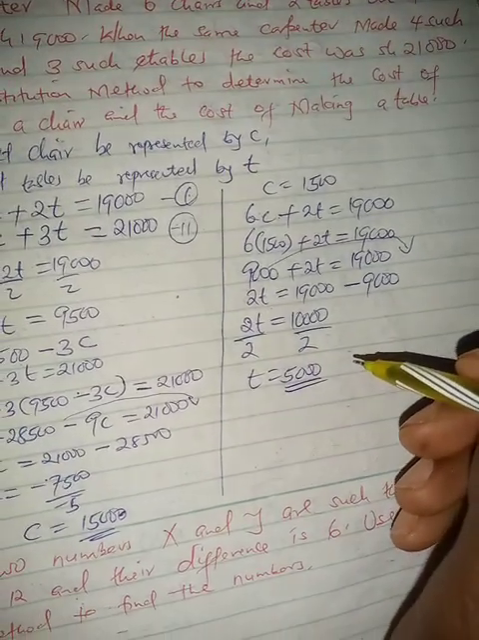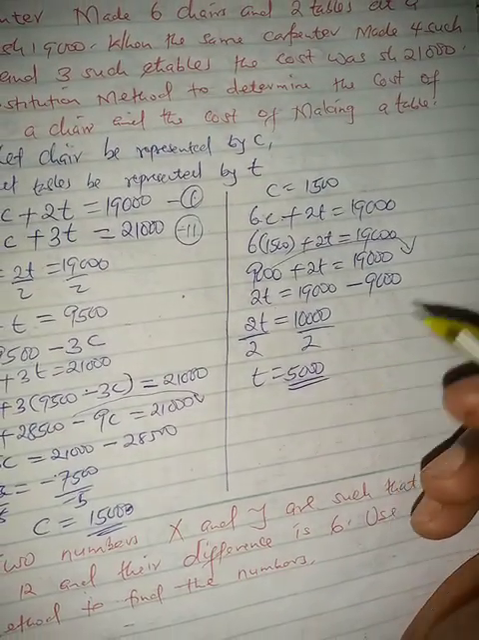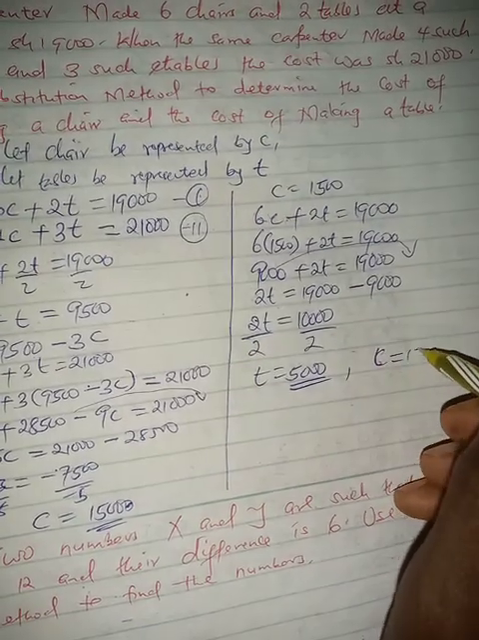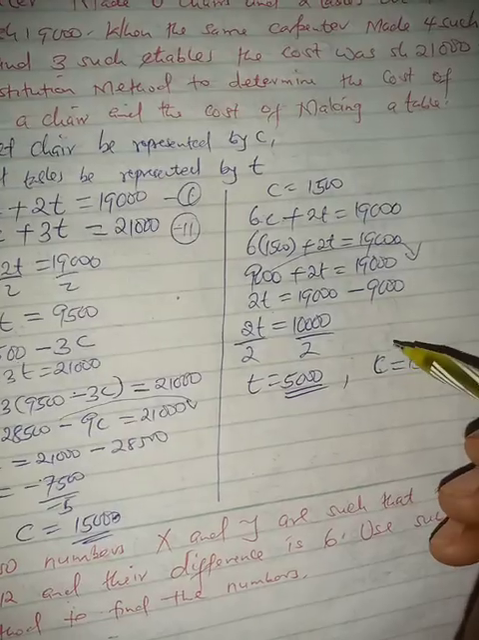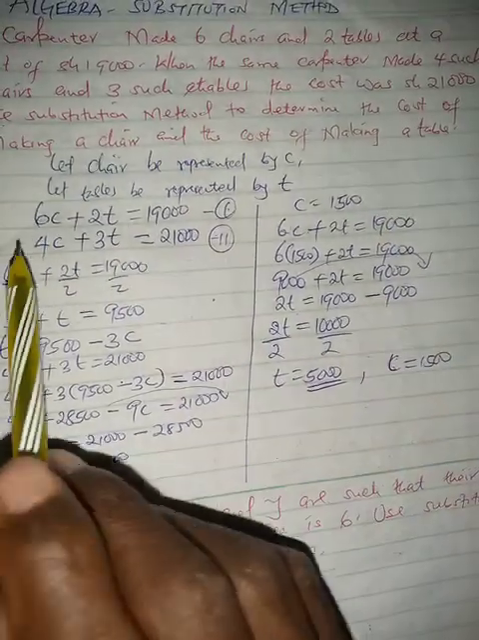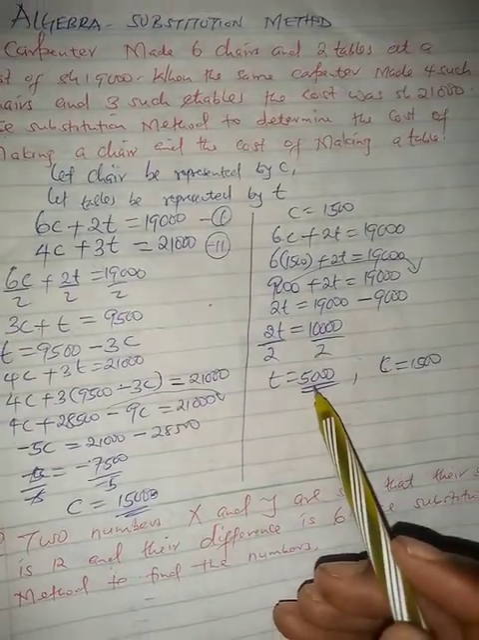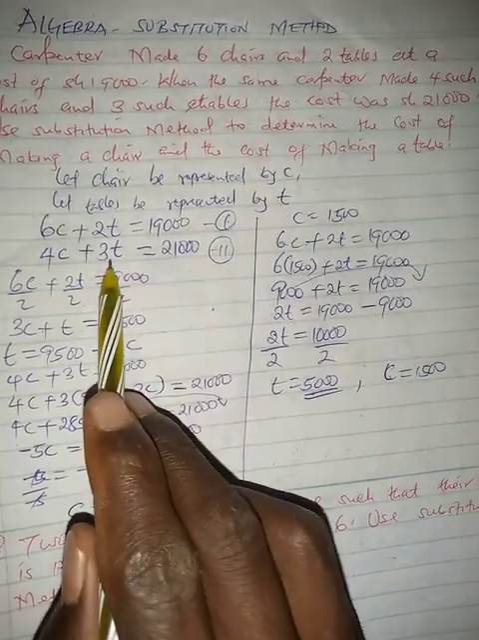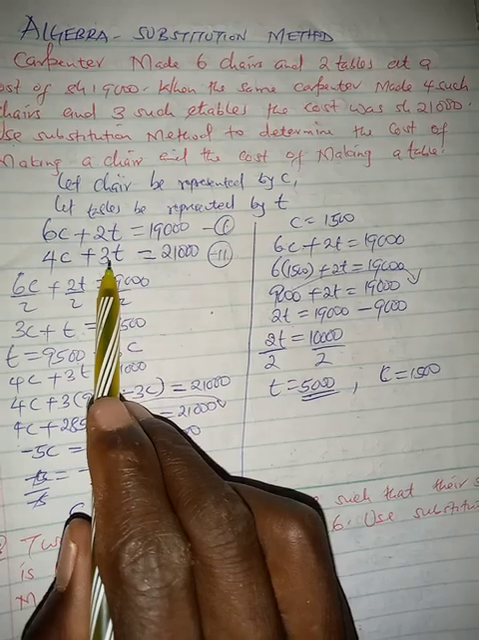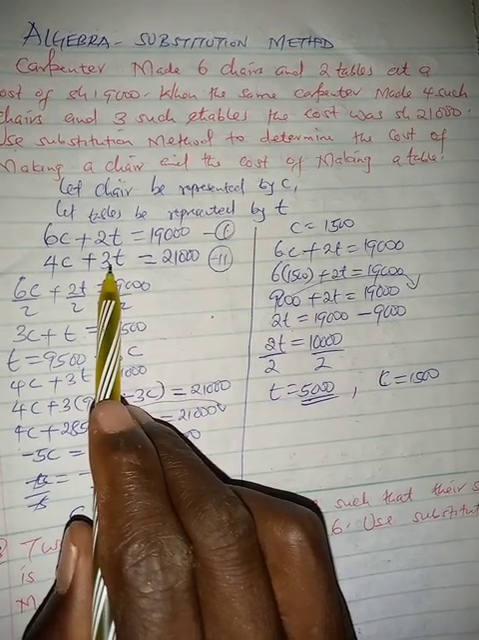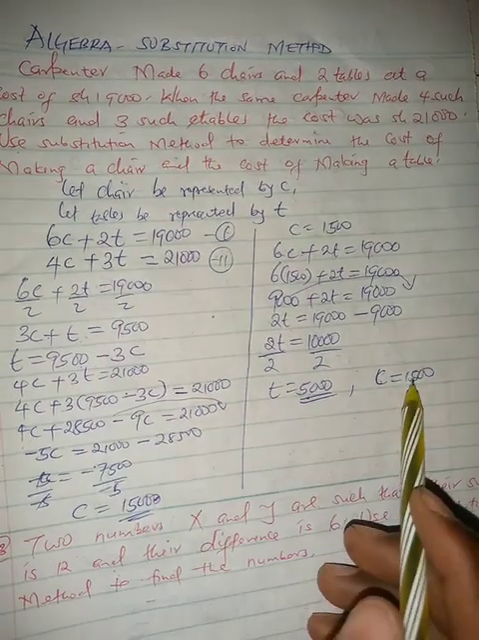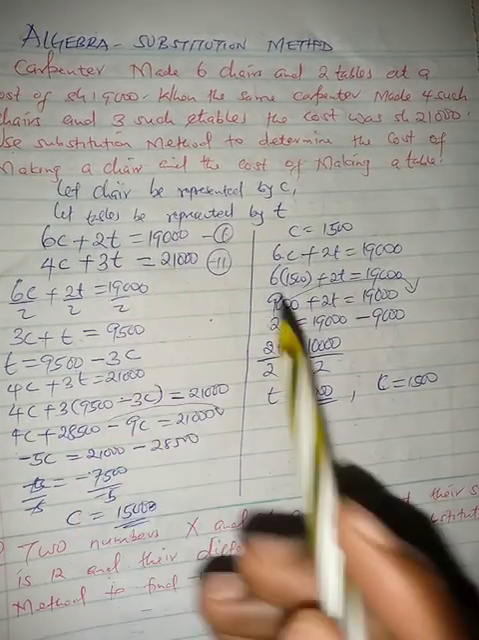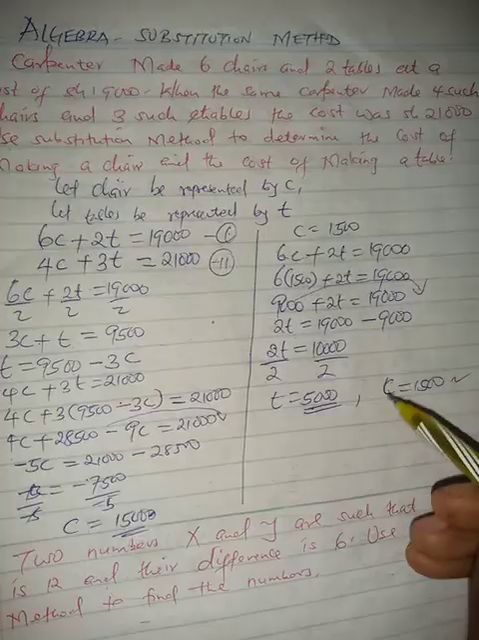We can try to see if it is okay. You multiply 5,000 by 3, you get 15,000, plus 1,500 times 4, which is 6,000. So you get 21,000. So you can see that the two values are okay.